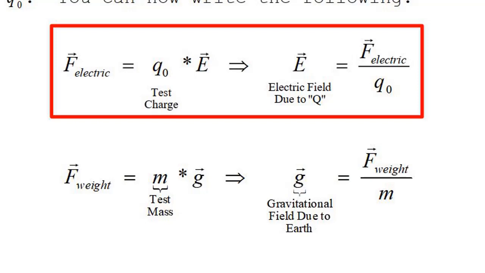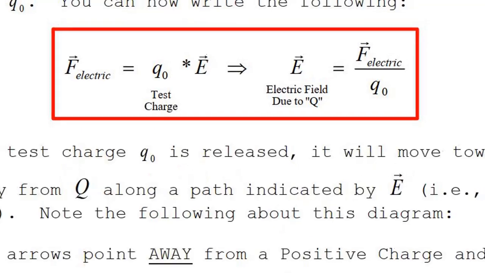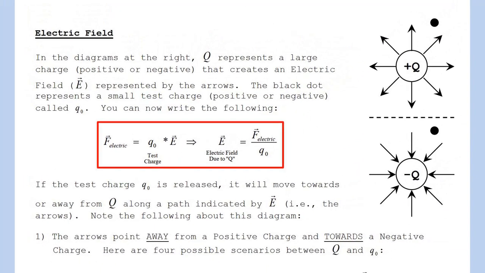To determine if the force will be attractive or repulsive, we just apply the charge rule. So, let's assume the black dot is a small positive test charge. If I were to release the test charge in the top diagram, then it would experience a repulsive force pushing it away from positive Q. If I were to release the test charge in the bottom diagram, then it would experience an attractive force pulling it towards Q.